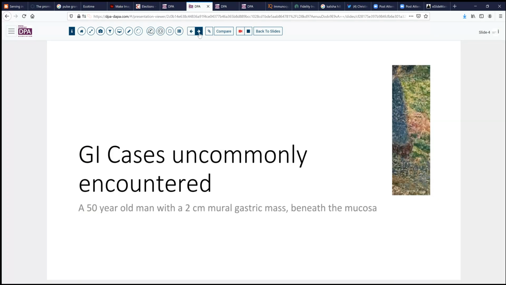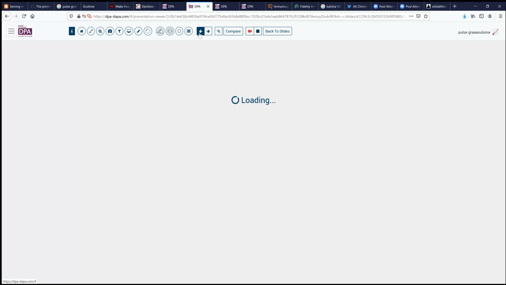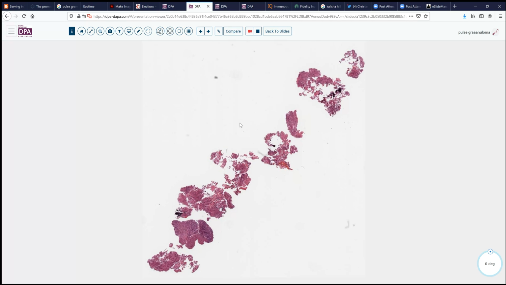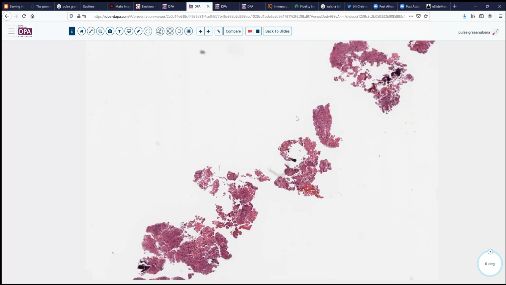Our case comes from the realm of GI pathology. This is a 50-year-old man who has a 2-centimeter mural mass located beneath the mucosa, no mucosal lesion, and the endoscopist thought that this most likely was going to be a small GI stromal tumor because of the location, the patient's age, and presentation. However, after performing an endoscopic excision and getting this material out, we have different news for him.